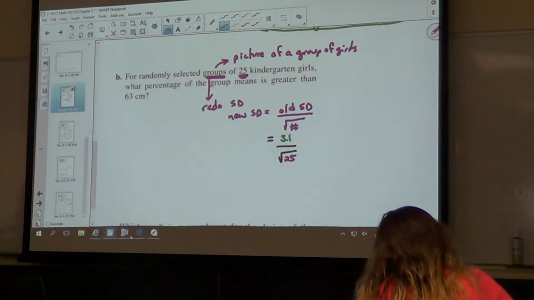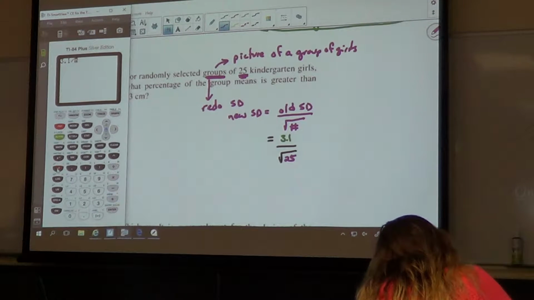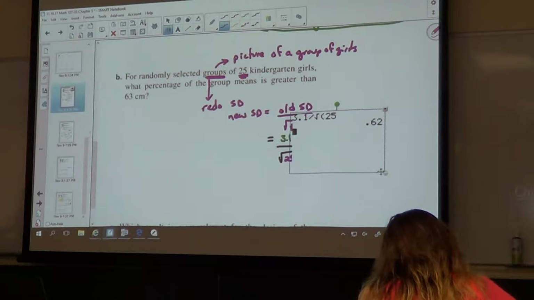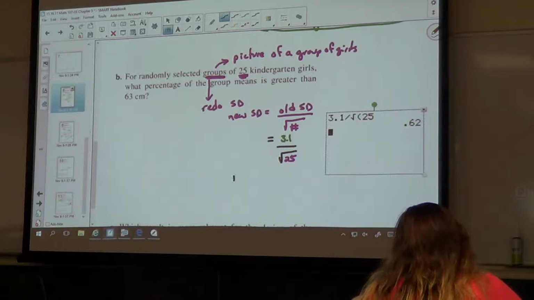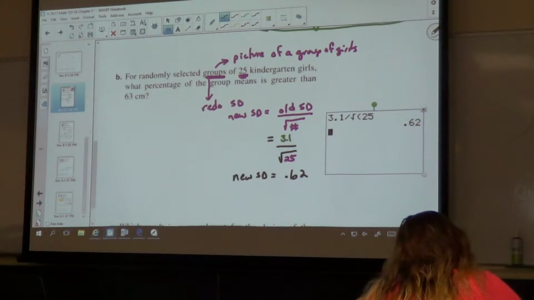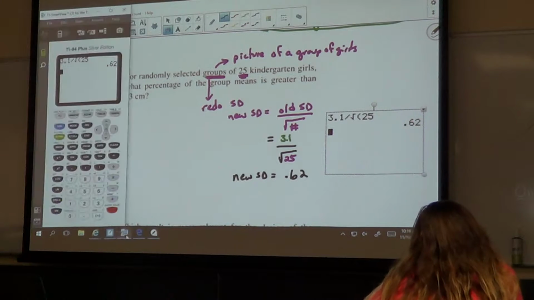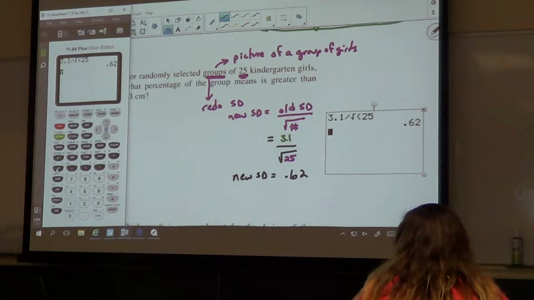So I go to my calculator. It's going to be 3.1 divided by the square root of 25. When there's only one kindergartner in the picture, they look like they're 3.1. When you put 25 little girls in the picture, they look like they're 0.62. So my new standard deviation is 0.62. We're not done yet. We just had to redo our standard deviation. Can you tell me where you punch the square root? It's right above the square button, in blue. So you hit the blue button, and then the X squared button.